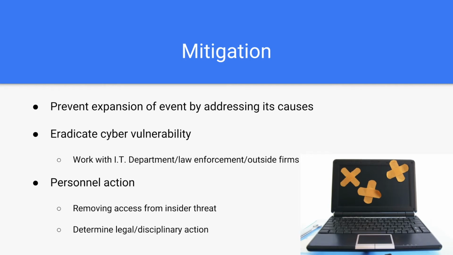Removing any access the attacking party had to the company is the obvious first start. After that, the company has to determine what legal or disciplinary actions will be taken, whether it's a suspension, firing, or if the company decides to press charges on the attacker. We will put together a group to deliberate and come to a fair punishment based on the specific attack.